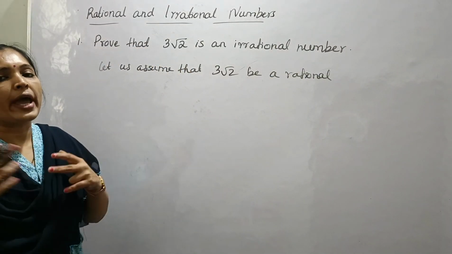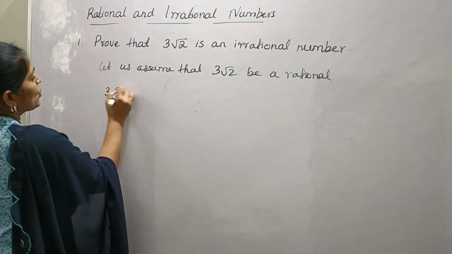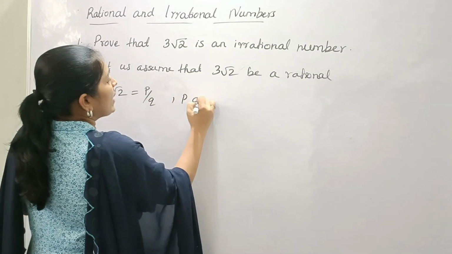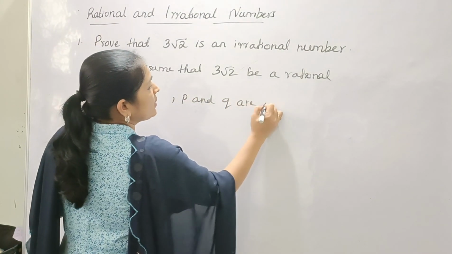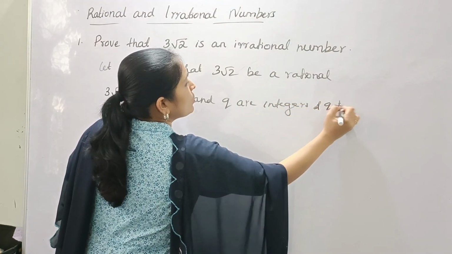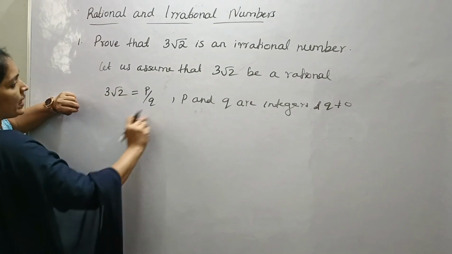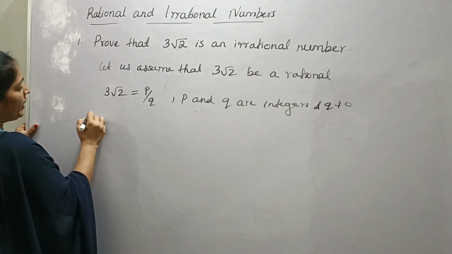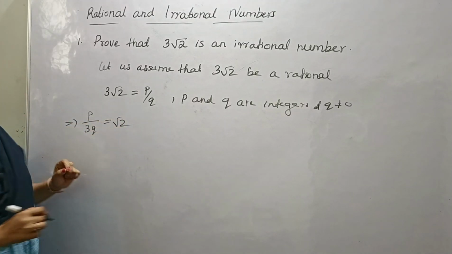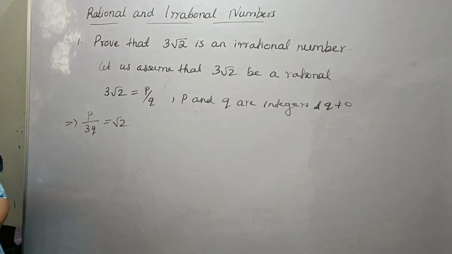Therefore, 3 root 2 can be written in the form p by q, that is 3 root 2 is equal to p by q, where p and q are integers and q is not equal to 0. Then take this 3 across, so it is equal to p divided by 3q is equal to root 2.